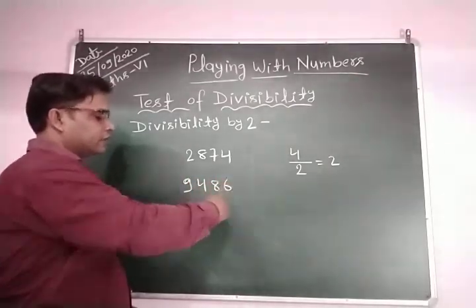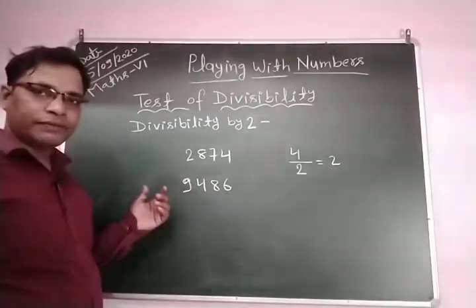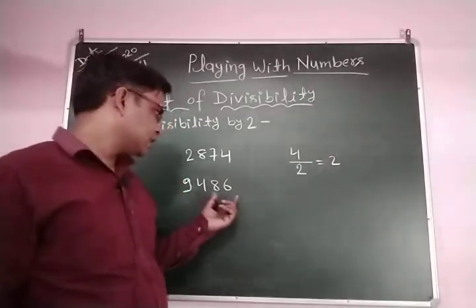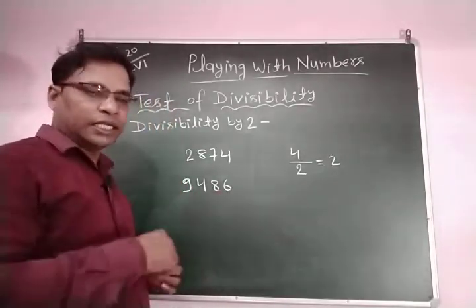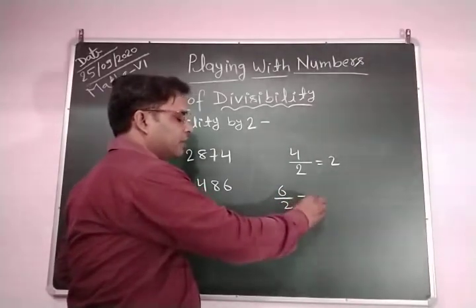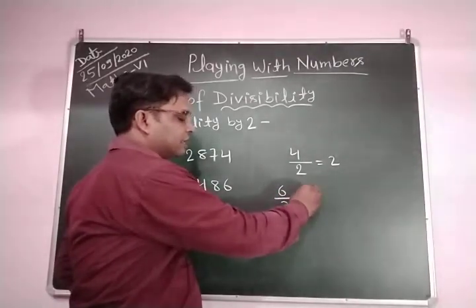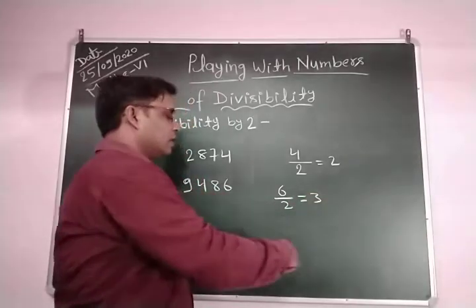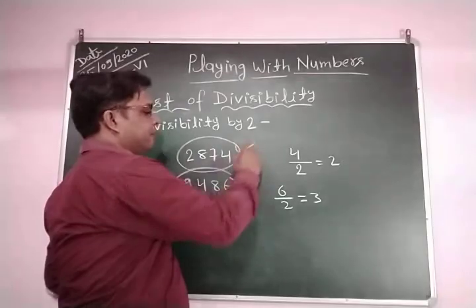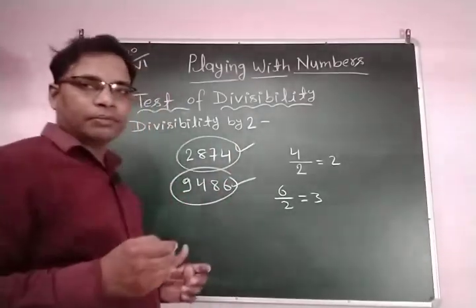9486. Is this number divisible by 2 or not? We check only the last digit. What is the last digit? 6. 6 is the last digit, and 2 divides 6, because 6 is a multiple of 2, three times. So you can see this number is divisible by 2. This number is also divisible by 2. But let's take another example.